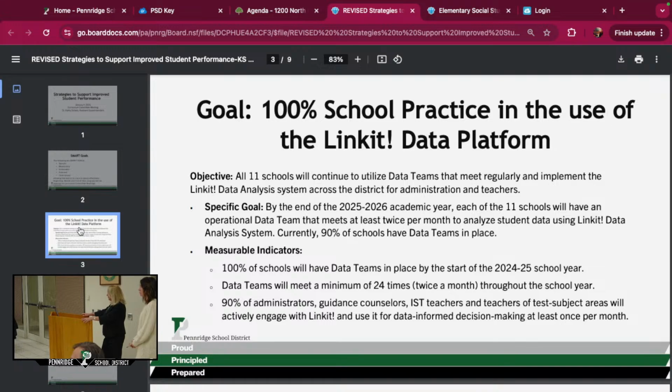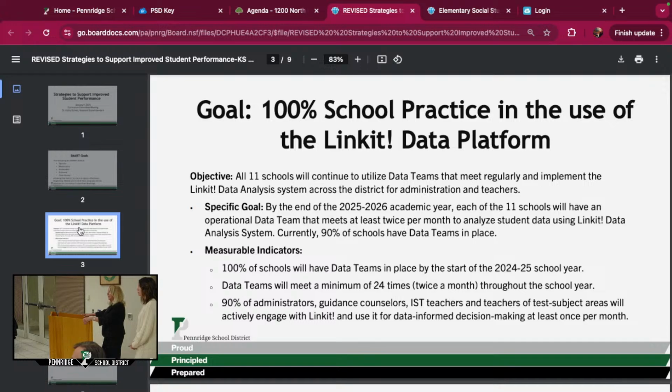Now, how do we do that in a systematic way? Really it is through data teams. 90% of our schools have data teams. They're established data teams, and they include administrators, they include IST teachers and guidance counselors, classroom teachers. They are supported by the Office of Teaching and Learning, the coaches. We have professional development through Linkit. Our trainer is Amber, and she comes to the district and she provides support to us. So this has been going on for several years. The goal is to ensure that all 11 schools have a data team, right?